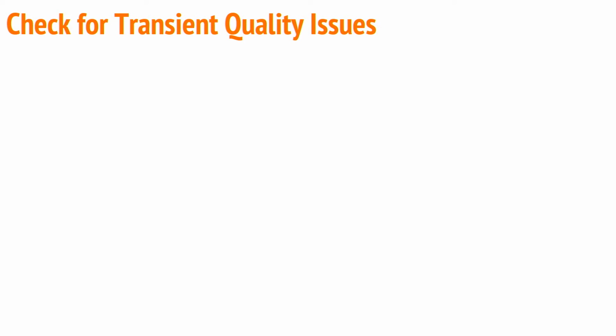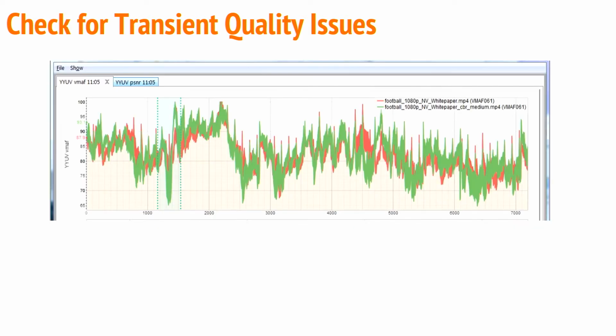And then whenever you look at codecs like this, you want to make sure that you're not running the risk of transient issues. So this is the Moscow State University tool. The red is the white paper, what NVIDIA recommended. Green is the medium using the smaller buffer. And the question I was trying to answer here is, are there any transient issues that the new settings created?